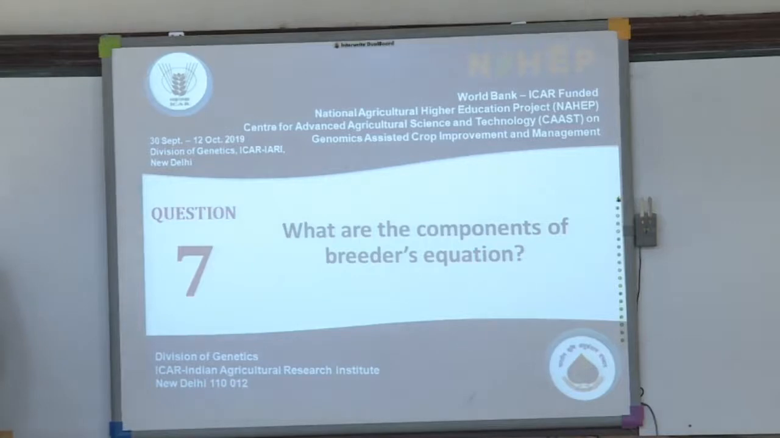The seventh question is, what are the components of a breeder's equation? In the inaugural talk, the chief guest mentioned different aspects, right? As he said, the basics still hold good even today in the genomics era. So this equation, famously given in the year 1937, forms the basis for whatever we do. Whatever tools we use, the basis remains the same. If you can write the equation, fine. Otherwise, write what all the components are.